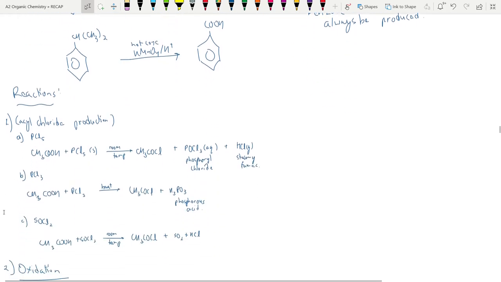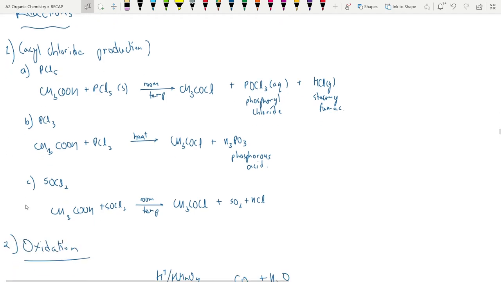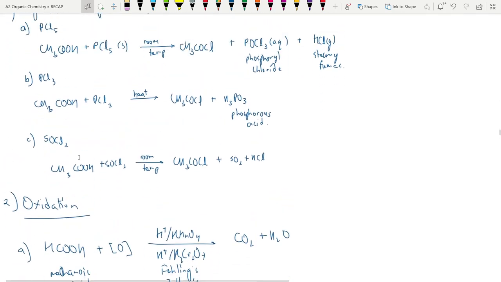Okay, what reactions do they undergo? Mainly, they react with PCl5, PCl3, and SOCl2, thionyl chloride, to form acyl chlorides, just like alcohols in AS chemistry. So you need to remember these reactions: phosphoryl chloride, phosphorous acid, SO2, and HCl. We need these. Okay, we need to know what products are formed. Like thionyl chloride, this reaction was there in Feb-March 2022. Okay, the last one.